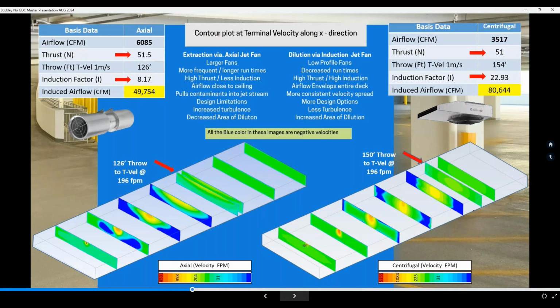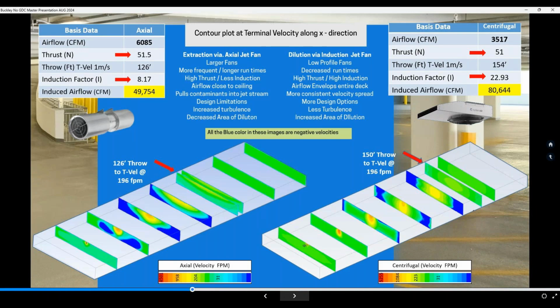Now, over here to the right, the basis data we're using is for a centrifugal. It's a high thrust, high induction centrifugal jet fan. Now, right away, you see it's 3,517 CFM. Now, if you were to look strictly at these two models right now, airflow versus airflow, your question would be, well, shouldn't I just go with the higher airflow? Not unless you look at all 4 key performance factors, which is very specific to jet fans.